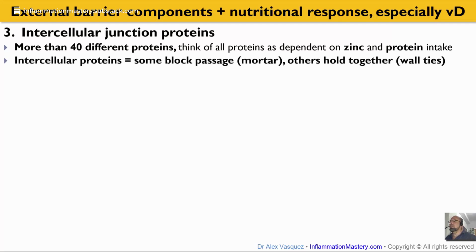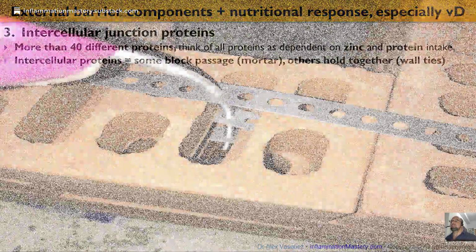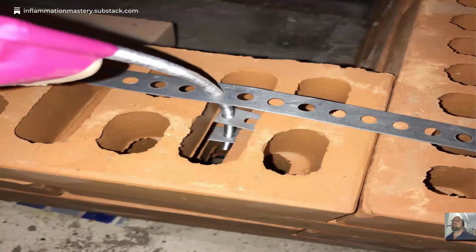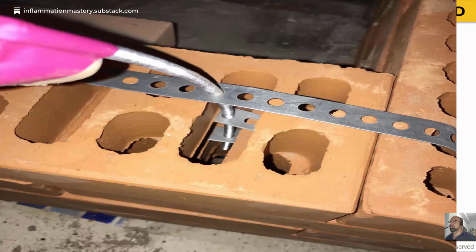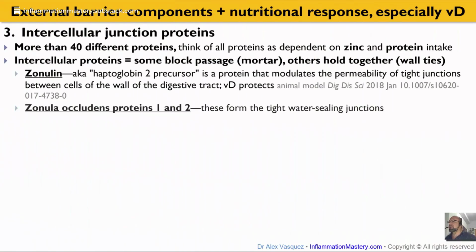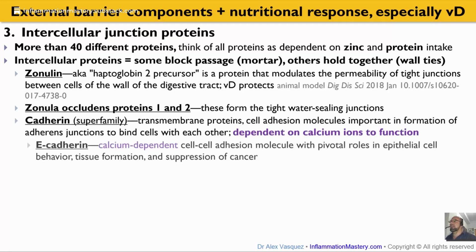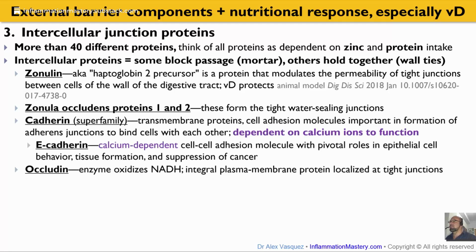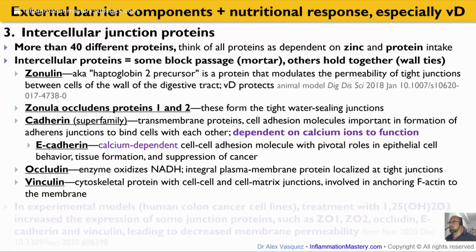Among the different intracellular proteins, some of them block passage, and so they function kind of like cement or mortar, and others simply hold the cells together but without creating a seal, and so they function kind of like wall ties. And these include zonulin, zona occludens proteins 1 and 2, cadherin and E-cadherin, occludin, and vinculin.